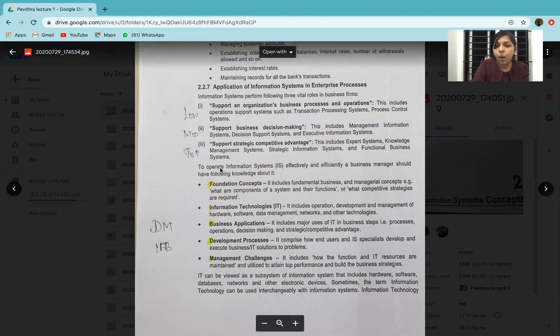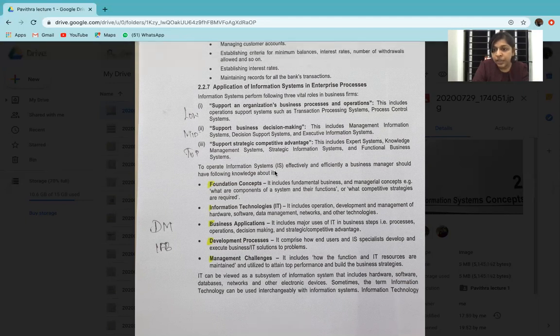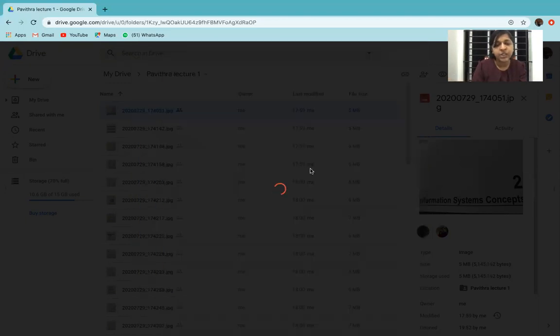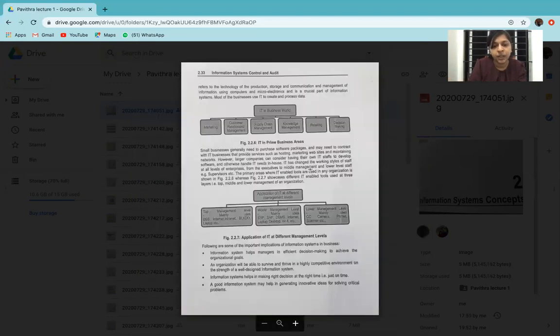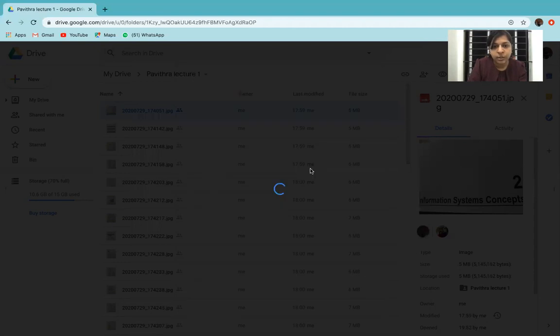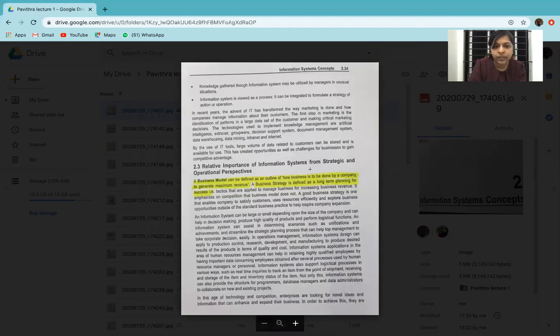So to operate an information system, the business manager should possess the following. What are they? DMIFB. D is development process, M is management challenges, I is information technology, F is foundation concepts, B is business applications. These are some of the areas where one thorough read can be given.